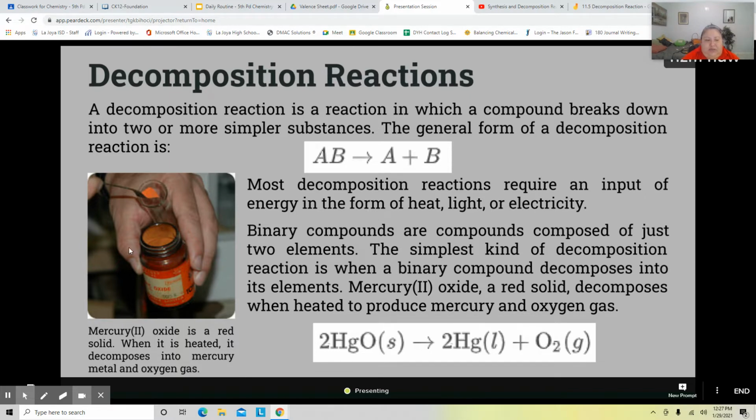And here's a picture of what it looks like before it decomposes. It basically looks like sand, right? It looks like a fine powder, a red-orange powder.